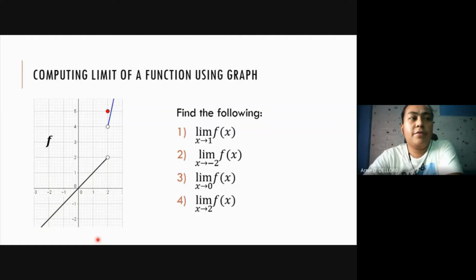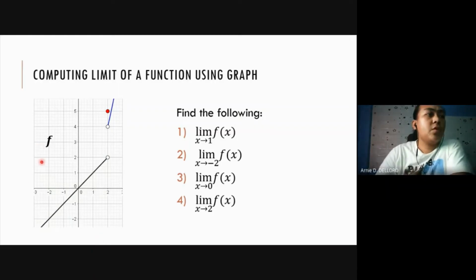Last. The limit of f of x as x approaches 2. Okay? So we have, tingnan nyo ha, yung graph putol. Okay? Merong discontinuity na nangyari dito sa graph ng function. So, pwede nyong isipin na, piecewise function to kasi merong putol. Okay? Now, in this case, what is the limit?